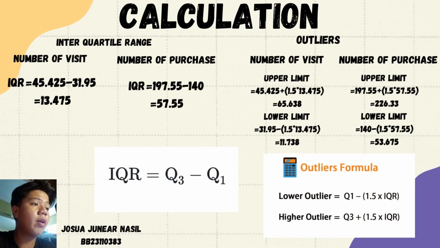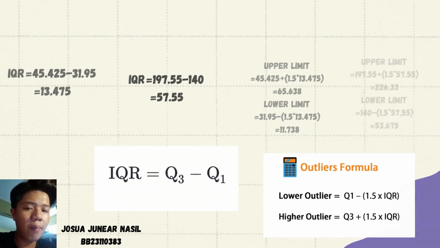These are the calculations for the interquartile range and also the outliers. First, you need to find the interquartile range so that you can use it in the outlier formula to find the low outlier and the high outlier, or in other words, the lower limit and the upper limit. And you can see the value for each upper limit and lower limit for the number of visits and also the number of purchase orders.